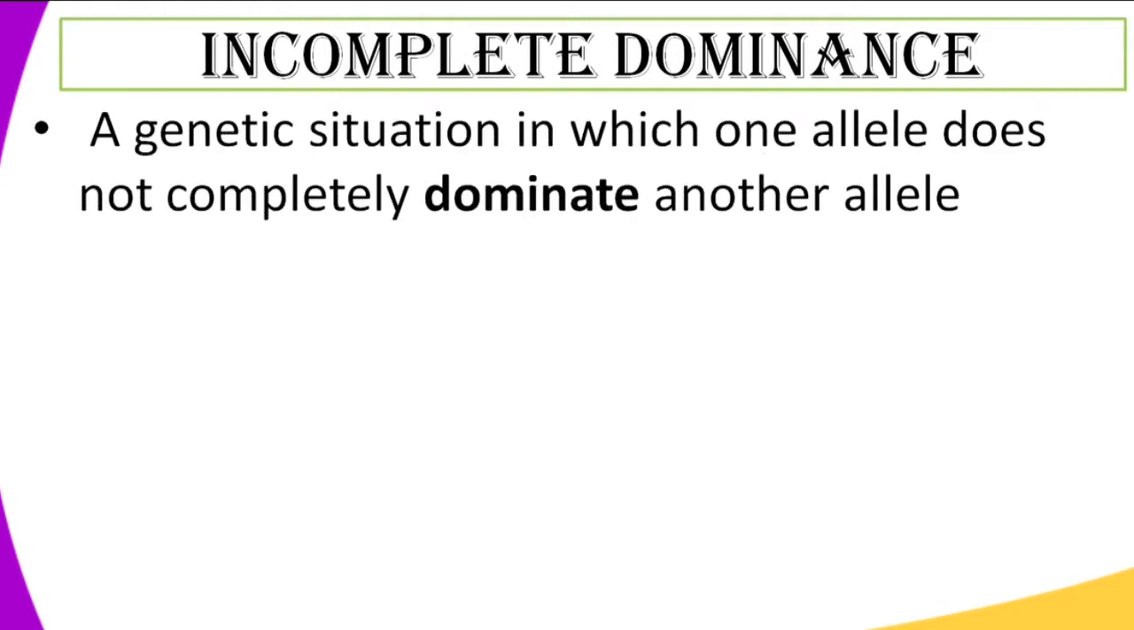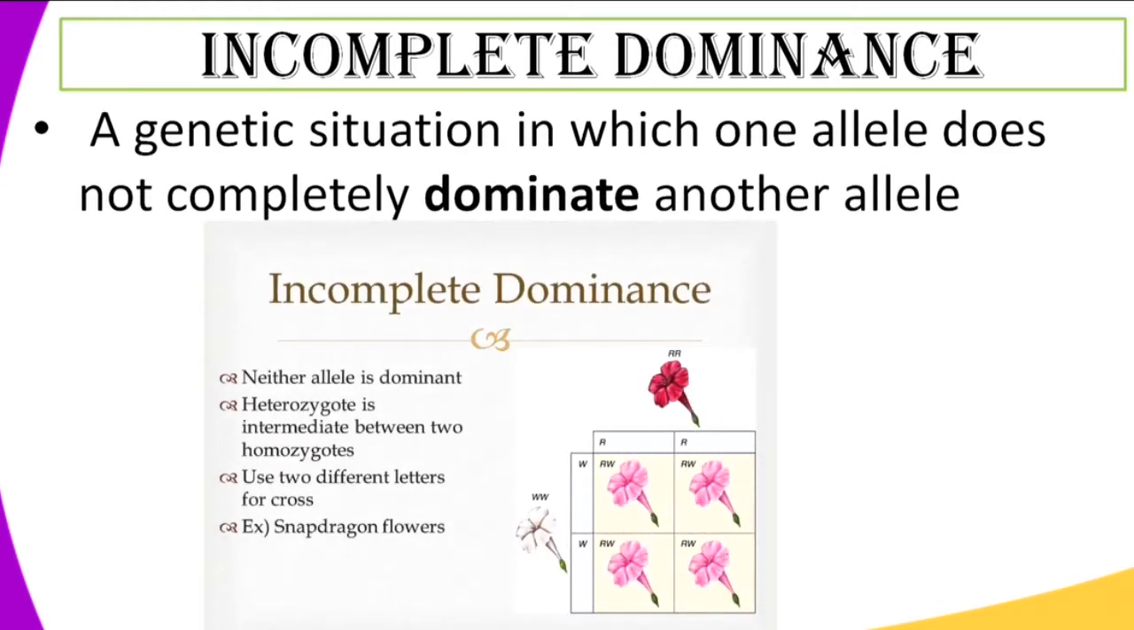Now let us look at incomplete dominance. So this is a genetic situation in which one allele does not completely dominate another allele. So in our example here, we have a red flower and a white flower. They are both homozygous. The red flower is homozygous, denoted by capital R and R. The white flower is also homozygous, denoted by the letters capital W and capital W. So none of the alleles is dominant, because of what they produce. They all produce pink flowers.